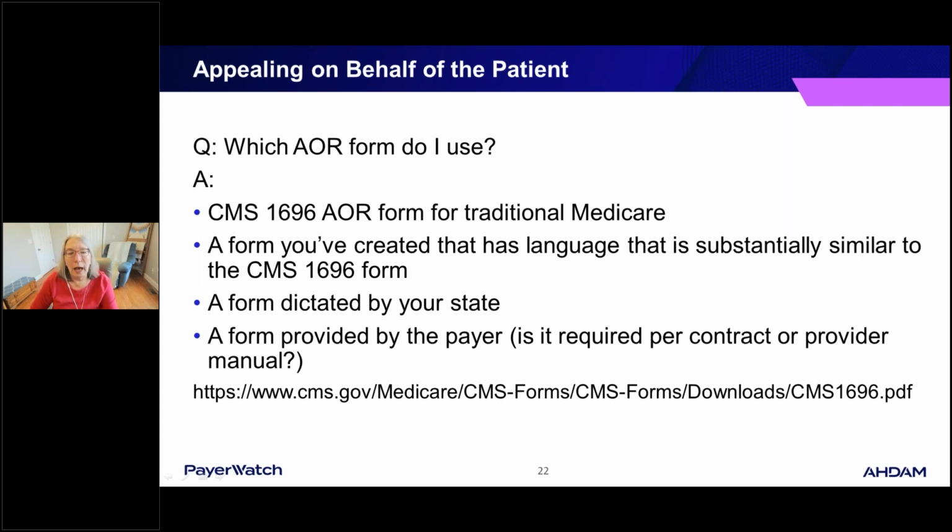And I would expect that the majority, especially Medicare Advantage payers, would accept that, because it's going to have probably all of the language, all of the information that Medicare requires in order for you to file a Medicare Advantage appeal. Okay, so you could try that. You could use the 1696 form for traditional Medicare, or create your own form with language that's similar to that.